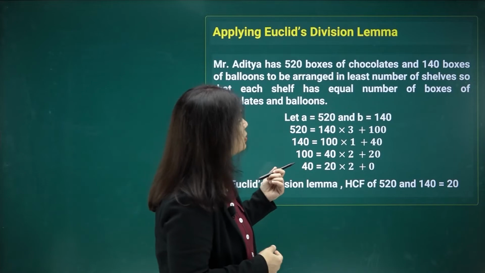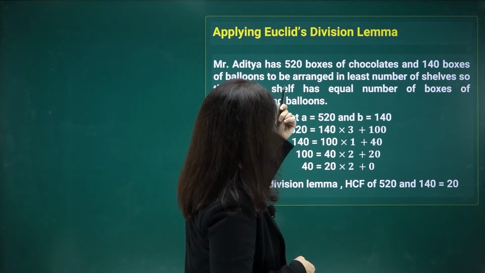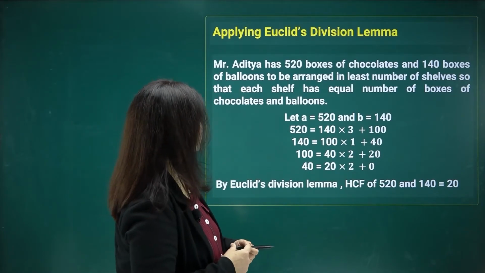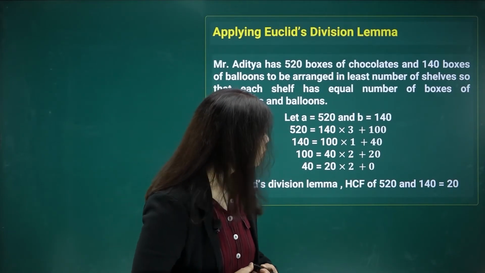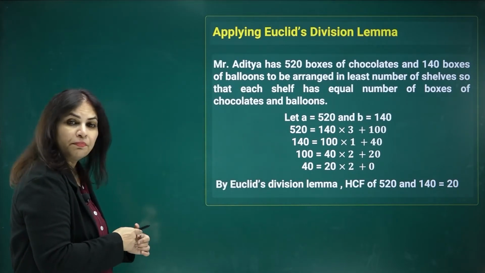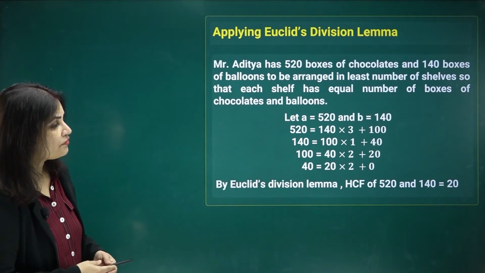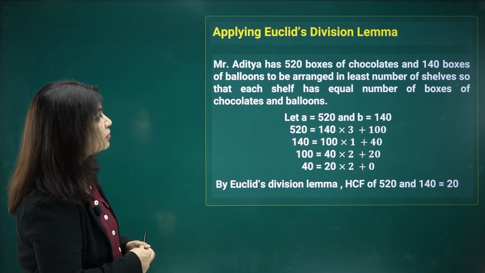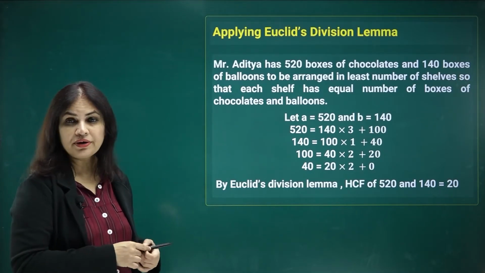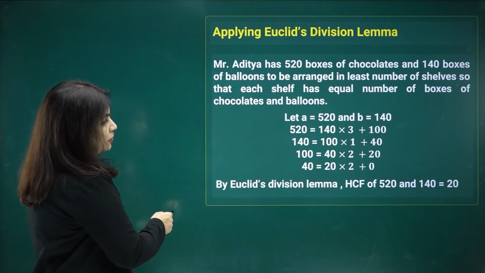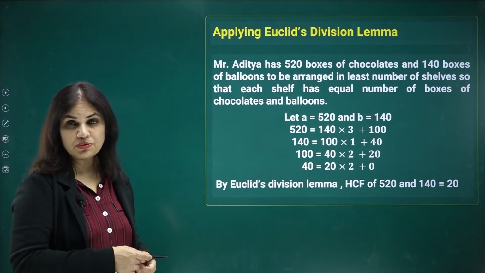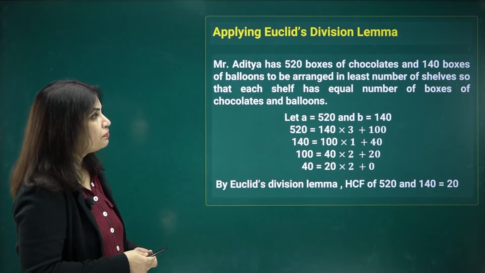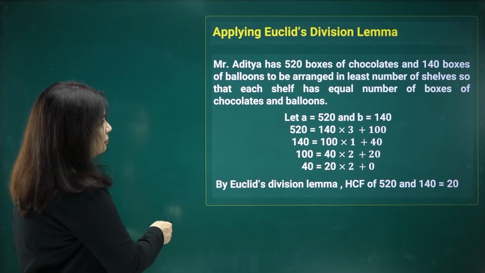What was the question? Mr. Aditya has 520 boxes of chocolates and 140 boxes of balloons to be arranged in the least number of shelves, such that each shelf has an equal number of boxes of chocolates and balloons. So if we have 20 as the HCF of 520 and 140, then in each shelf 20 boxes of chocolates and 20 boxes of balloons will be arranged.